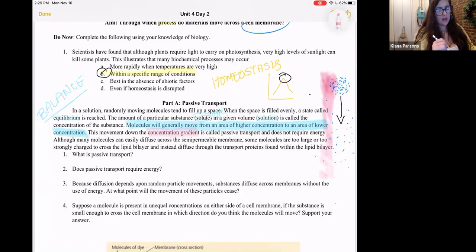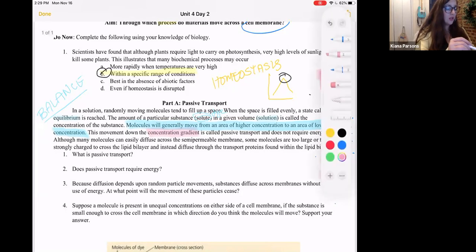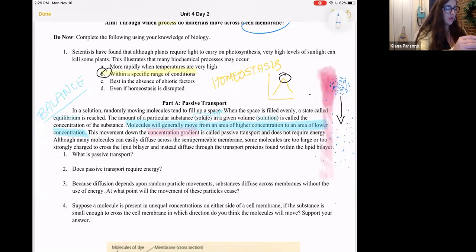Right, so that's the concentration gradient. I hope what looks like a splotch makes sense, right? But this is high concentration, it's darker, to lower concentration, that's the concentration gradient. Okay, so this movement down the concentration gradient, so when it happens in this way, from high concentration to low concentration, it is called passive transport, or diffusion, and it does not require energy.